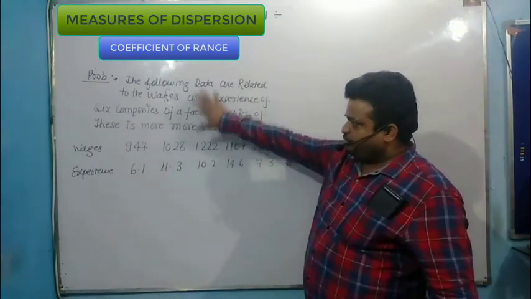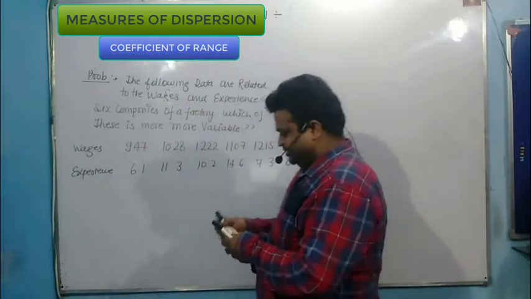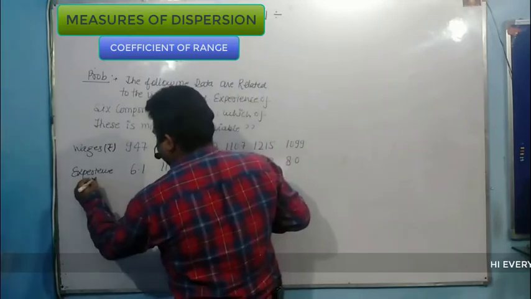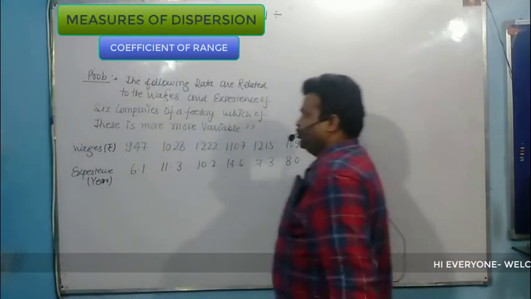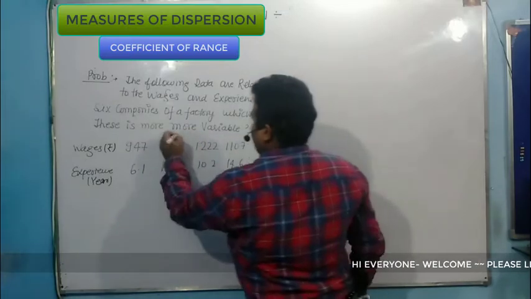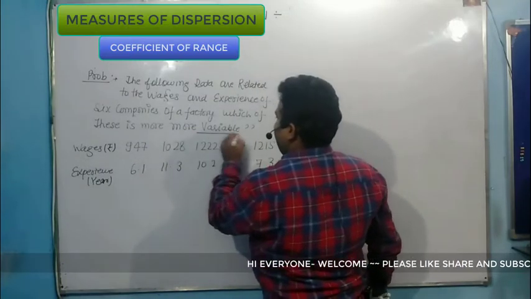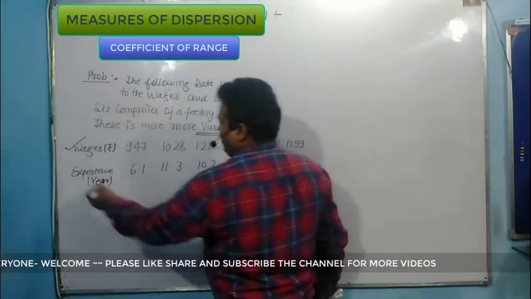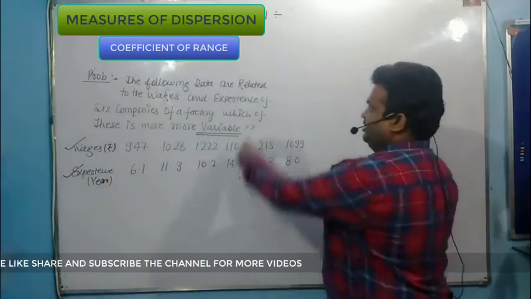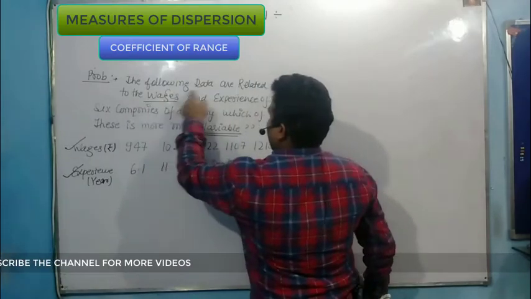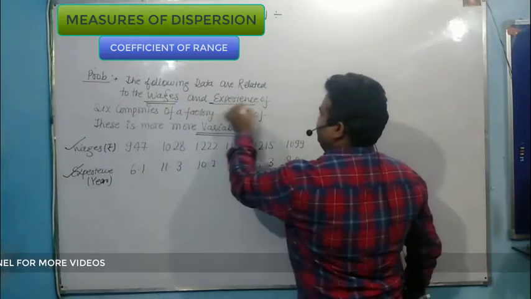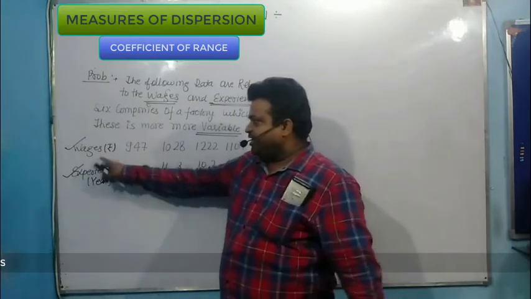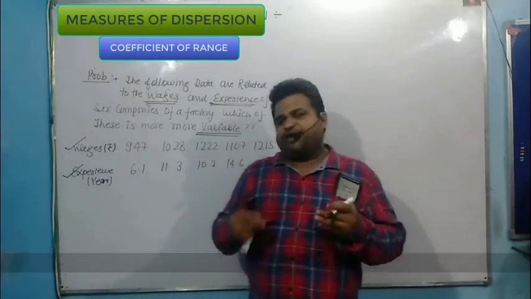Now on the board the question is written, where wages in rupees is mentioned and experience in years is mentioned to you. You need to calculate which one is more variable. Either wages is more variable or experience is more variable. The data related to wages and experience is given, and you need to find out, with respect to wages and experience, which one is more variable.